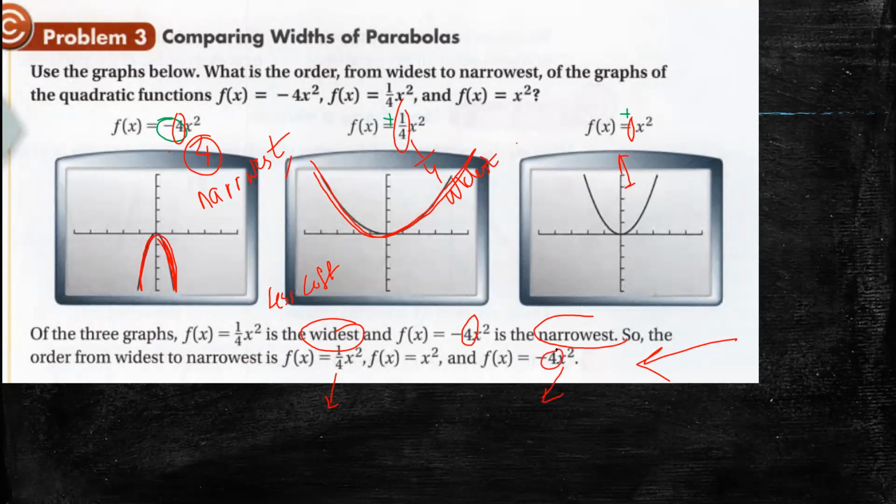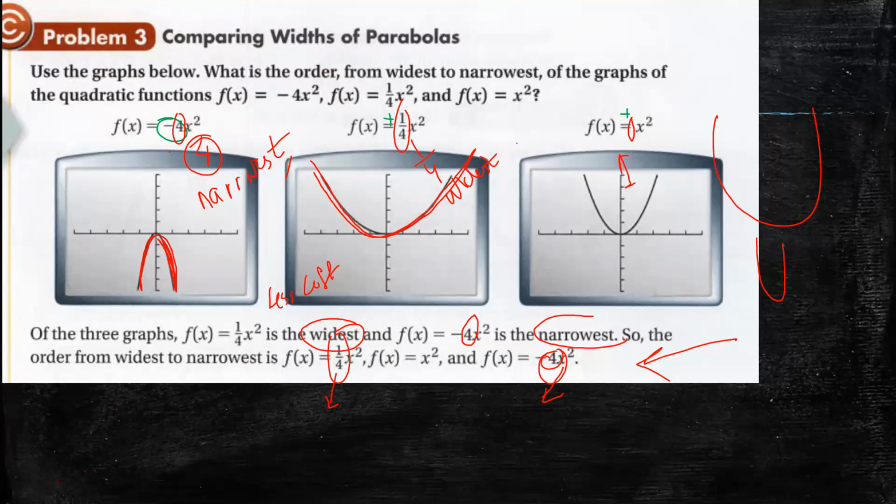And like the opposite, widest to narrowest, the meaning of it is like from big to small. If you arrange the functions, you have to start from the small to the big. So the widest is the function that has the small coefficient, and the narrowest one is the function that has a greater coefficient.